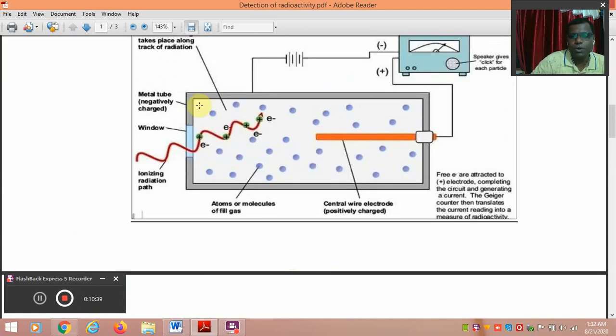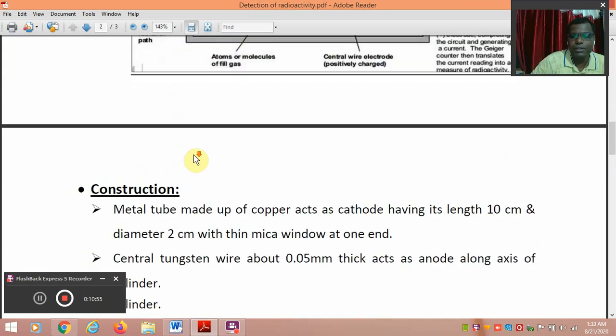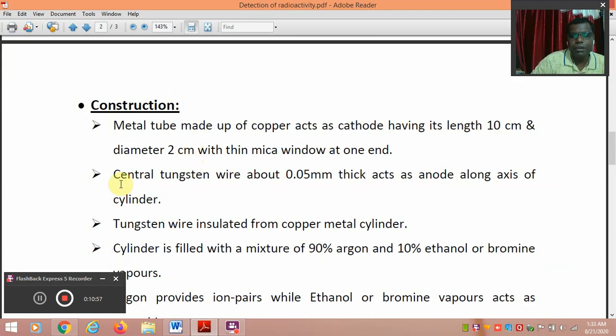So this copper cylinder has a length of 10 centimeter, while the diameter of this tube is 2 centimeter. This tube has a mica window at one end, which acts as the entry point for the radiations emitted by the radio element. Again, the central part of this tube consists of a tungsten wire, about 0.05 mm thick, and it acts as the anode along the axis of the cylinder.